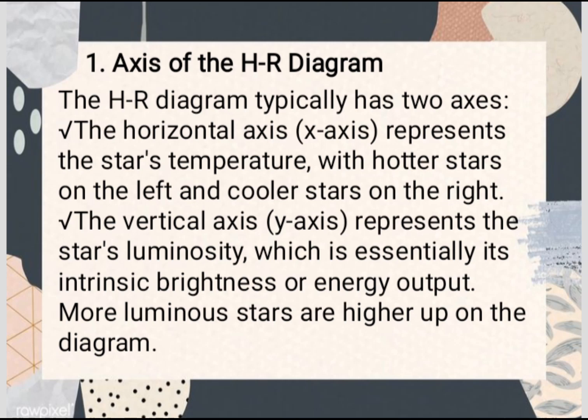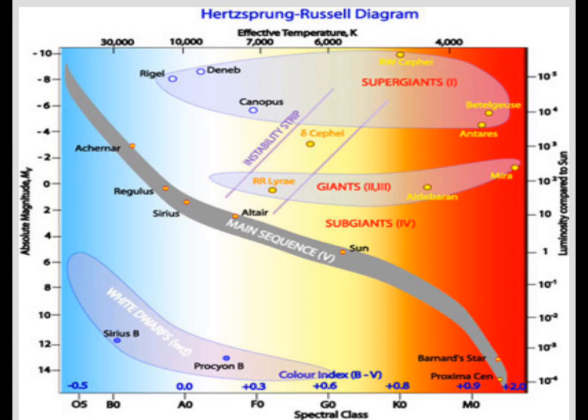So the horizontal axis here is the star's temperature. On the left are the hotter stars, then on the right are the cooler stars. Then the vertical axis represents the star's luminosity or brightness. So if the star is very bright, it is placed higher up on the diagram. So this is how we understand the numbers on the sides.